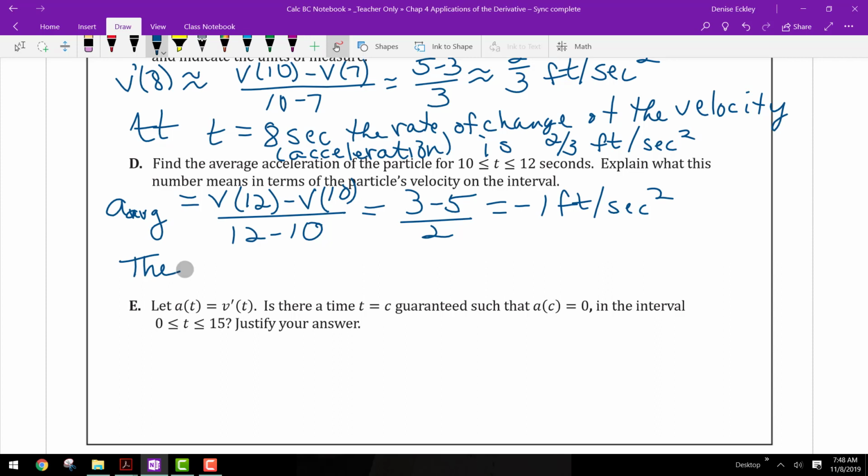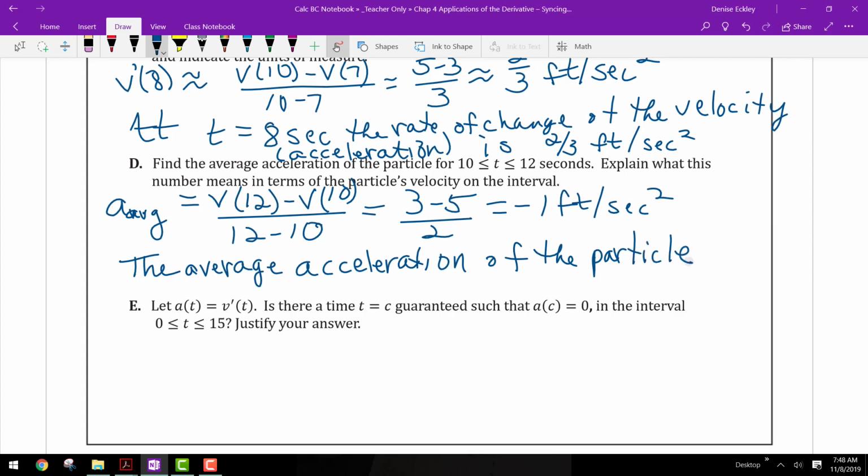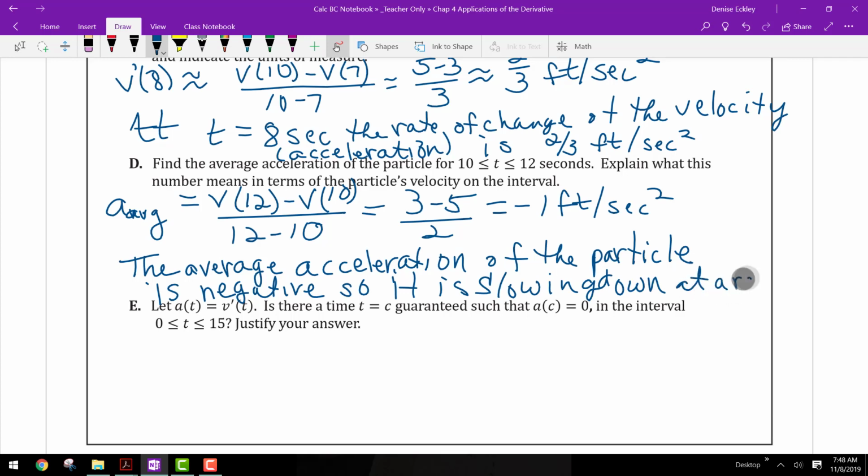This means the average acceleration of the particle is negative, so it is slowing down at a rate of -1 feet per second squared on average. We really should put that there because it's average.